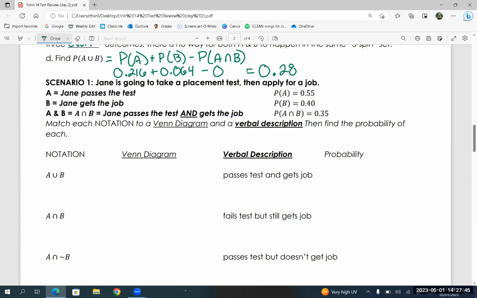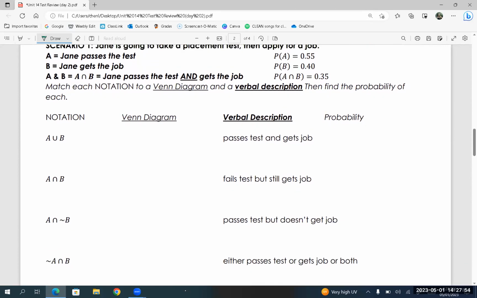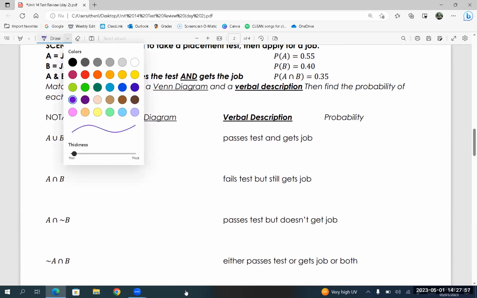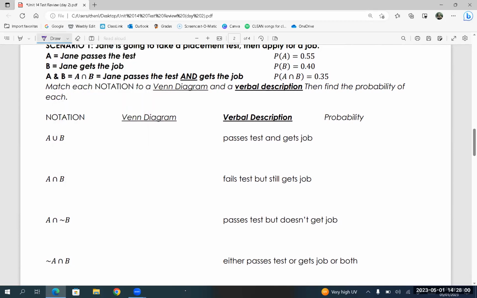Below, we need to match the notation. We need to draw a Venn diagram that matches a verbal description, and then find the probability. So A or B would match up with her passing the test or getting a job, or both. So this will eventually have to go down here. It doesn't really matter where we put the Venn diagram that goes with it. So let's go ahead and put it just down next to it, so that we know this A or B matches with this Venn diagram.